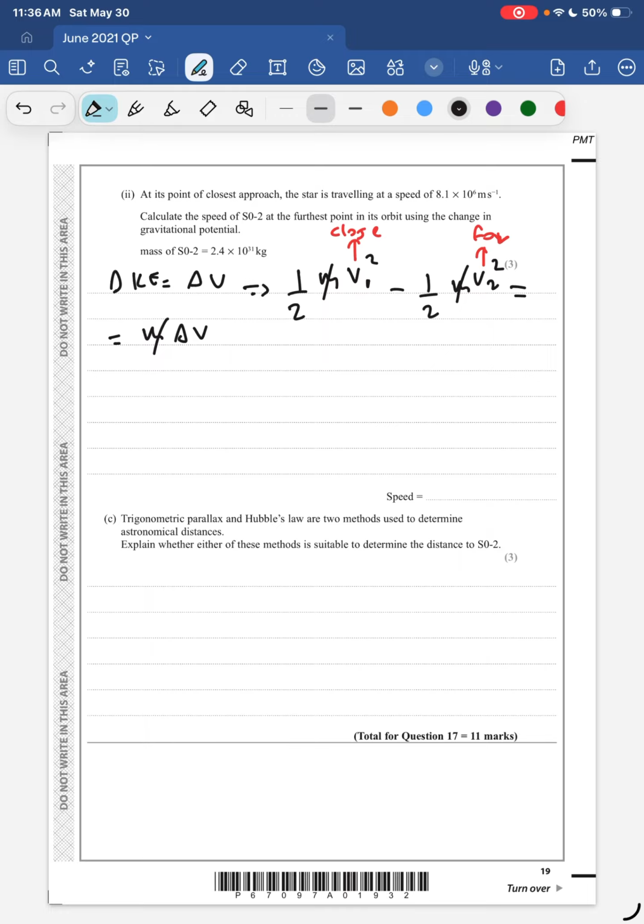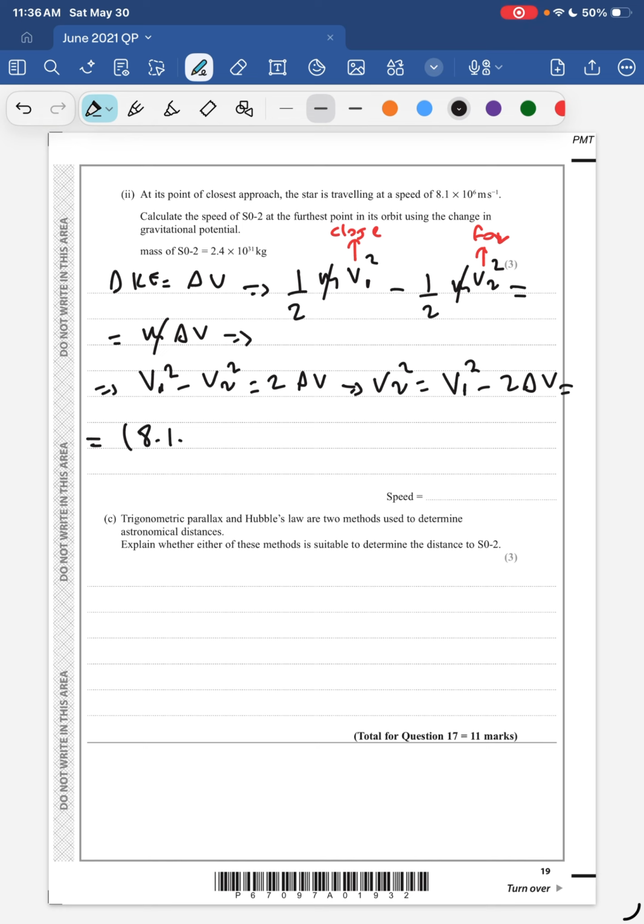Okay, so let's reach a final expression. I'm going to solve for v2. First of all, v1 squared minus v2 squared is equal to 2 times the change in gravitational potential. So v2 squared is simply v1 squared minus 2 delta V. So let's plug in the numbers for the squared expressions.